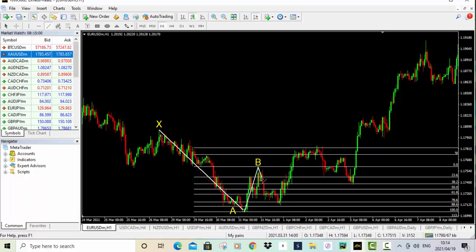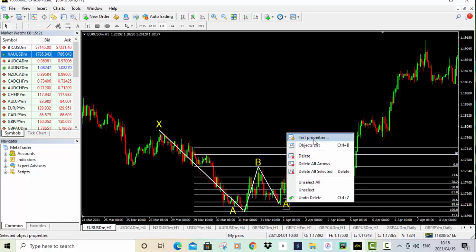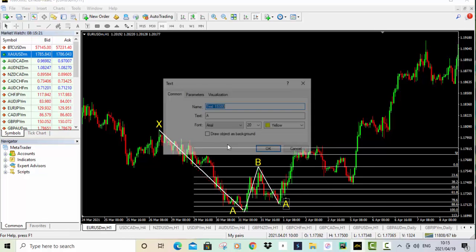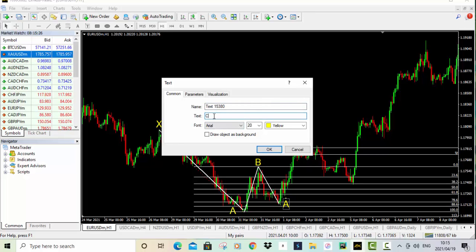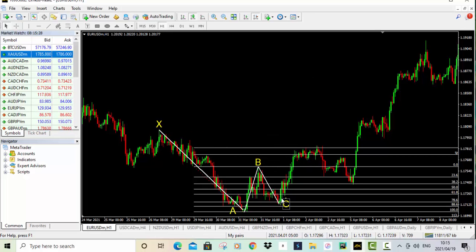We can clearly see we did come there. We met the requirements. It actually came down as far as coming close to 88.6, so it's still valid. Okay, guys, so our C leg is valid. Now we are looking for the completion of the pattern, which is the D leg.